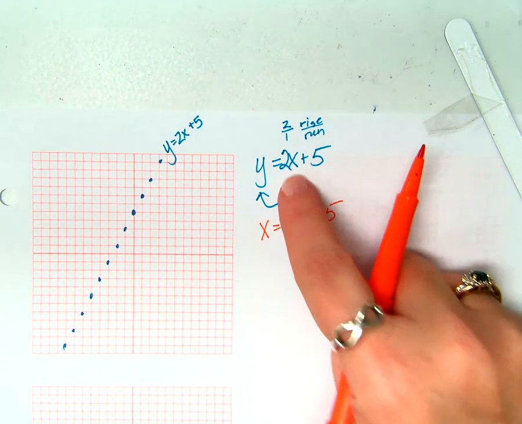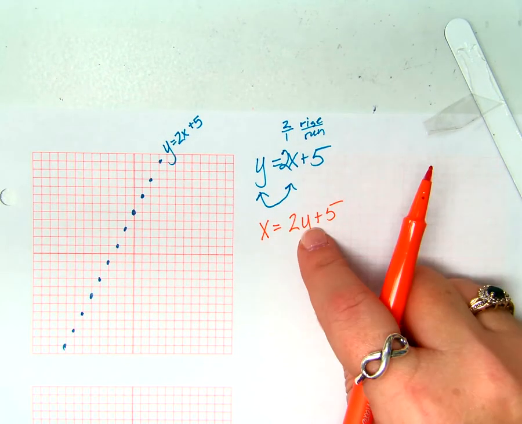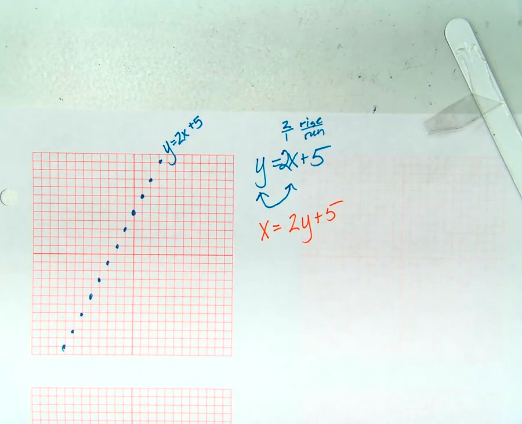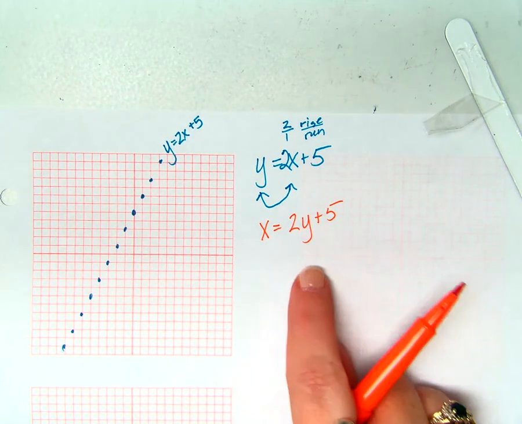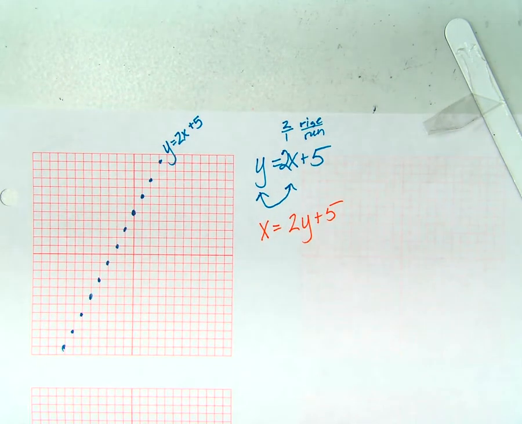See how I didn't move the 2? The 2 stayed exactly where it was. It was only the x and the y that I switched. Okay? Now, is that in a form that we're used to? No. What's wrong with it?